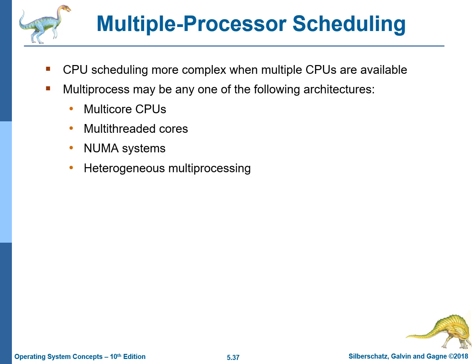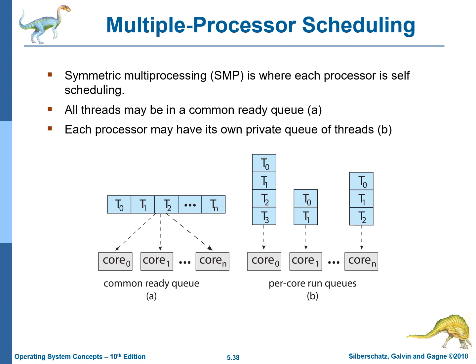Multiple processor scheduling. CPU scheduling is more complex when multiple CPUs are available. Multiprocessors can be any of the following architectures: multi-core CPUs, multi-threaded cores, NUMA systems, and heterogeneous multiprocessing. Symmetric multiprocessing is where each processor is self-scheduling. All threads may be in a common ready queue, and each processor may have its own private queue of threads.